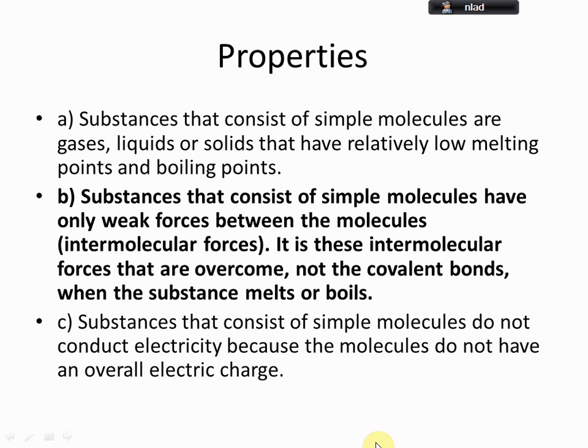Substances that consist of simple molecules do not conduct electricity because the molecules themselves have no overall electric charge. So there's no ions there, therefore they do not conduct electricity.